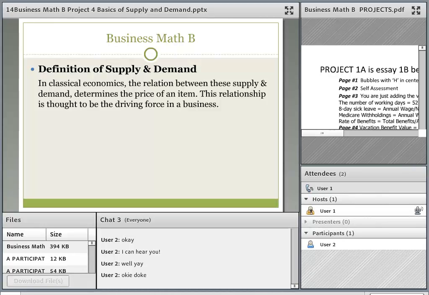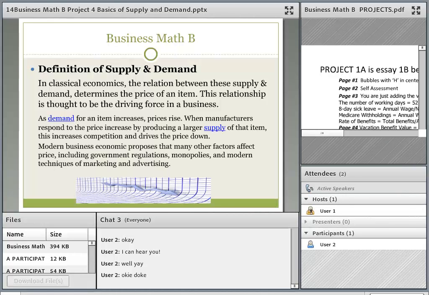First of all, the definition of supply and demand. In classical economics, it's the relationship between supply and demand, and it determines the price of an item. This relationship is thought to be the driving force in a business. So when the demand for an item increases, the price rises. When manufacturers respond to the price increase by producing a large supply of the item, this increases competition, and then the price goes down.